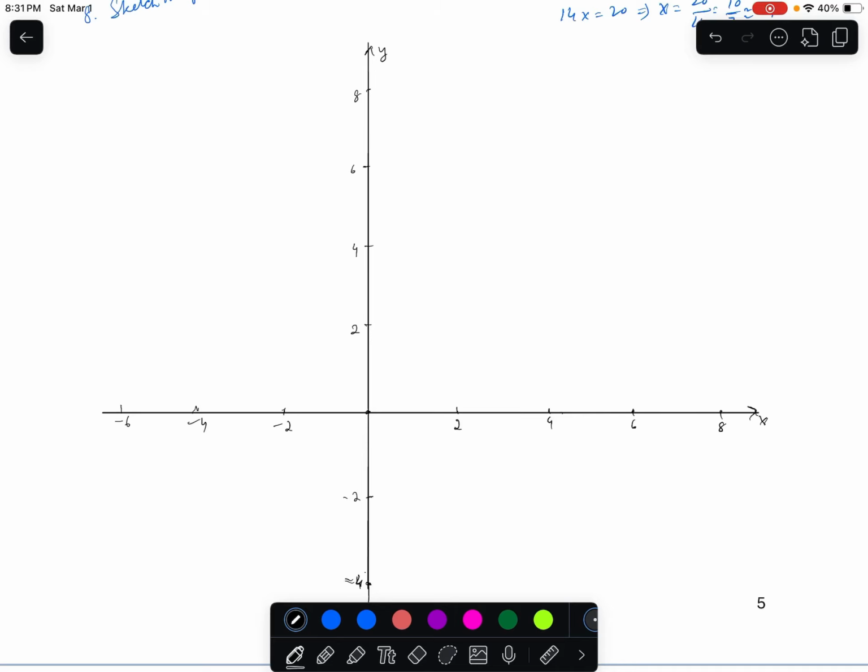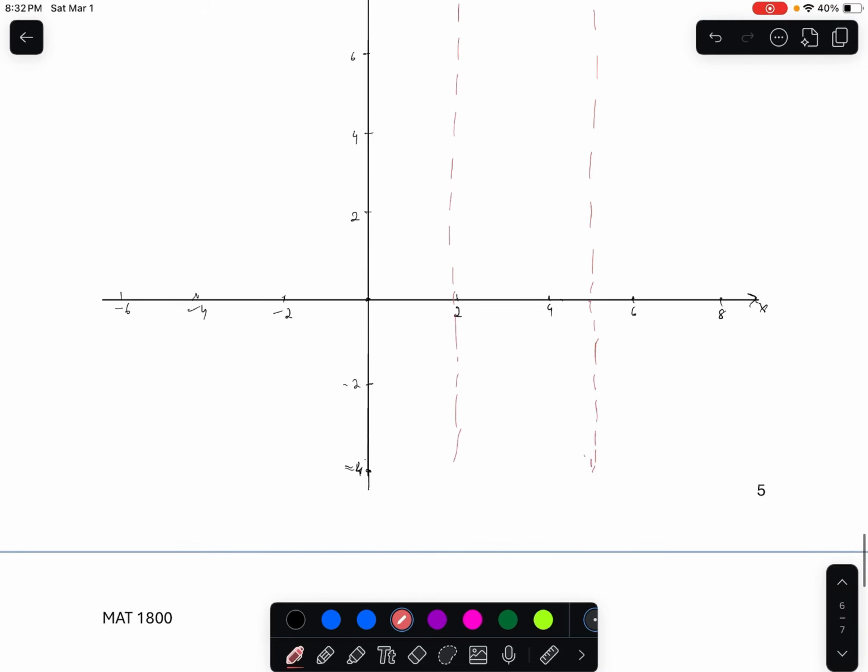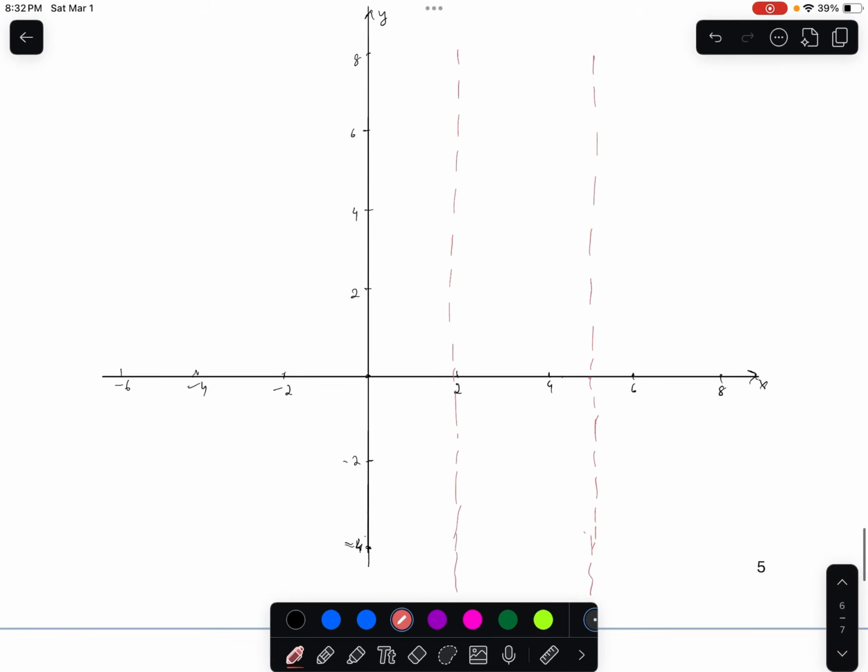Let's see. Now I will start by drawing my asymptotes first. Always remember to draw the asymptotes with dashed lines. Okay. And now the horizontal asymptote is at 2.